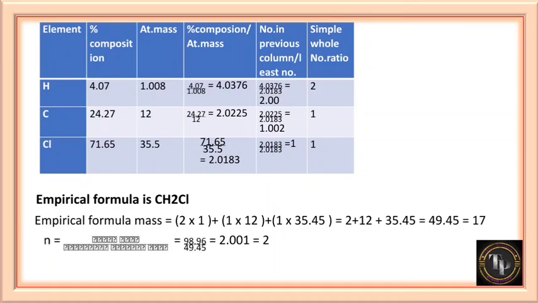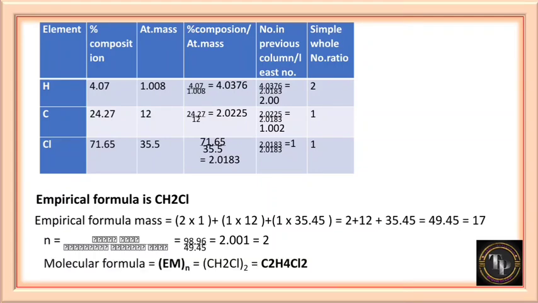So n is equal to, sorry for the mistake, some technical mistake happened here. n is equal to molecular mass divided by empirical formula mass. Molecular mass is given in the question, 98.96, divided by the empirical formula mass, 49.45. So the total answer is 2.001, which is equal to 2. You scratch the 17 given there. It is wrong, guys. Sorry for that. Some typing mistake is there.